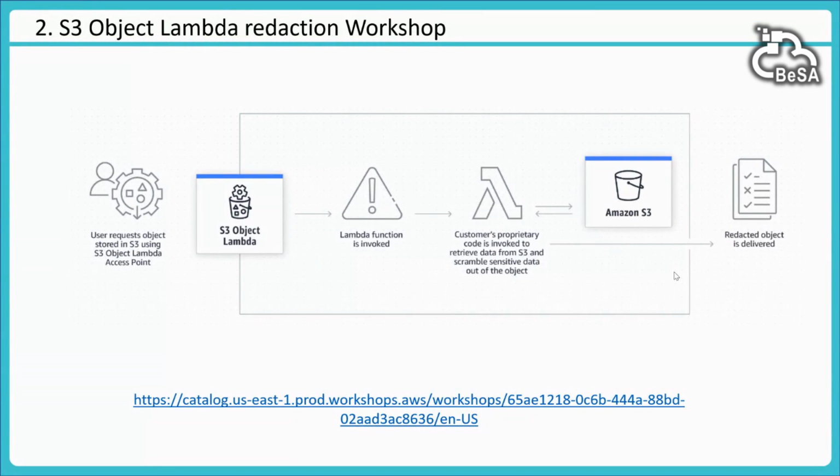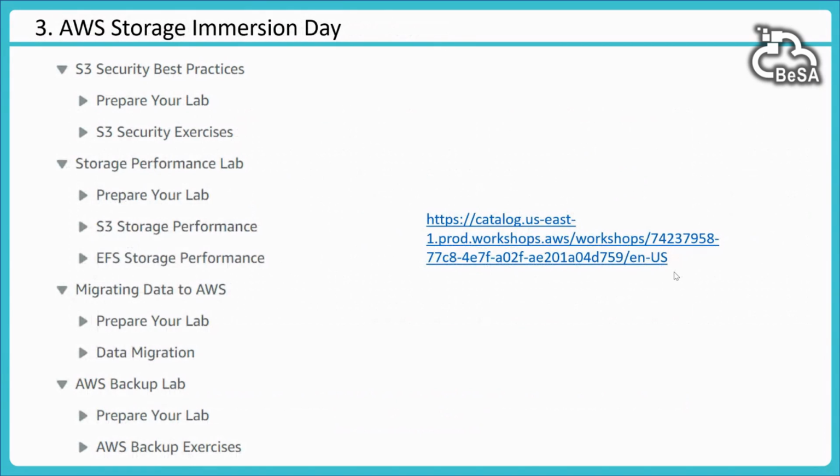The second thing that we'll be looking at is S3 Object Lambda. Let's say you have specific data stored in S3 and you want different views of that data. Will you be creating different copies of it? Or can you use a feature so that every user can have a different kind of view? We'll dive deep into that. And then finally, we will have a storage immersion day, and that has labs for multiple things.